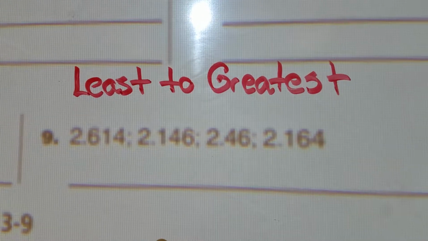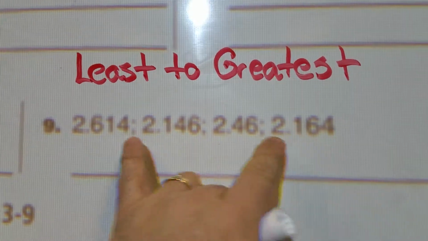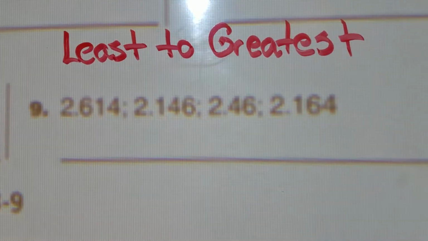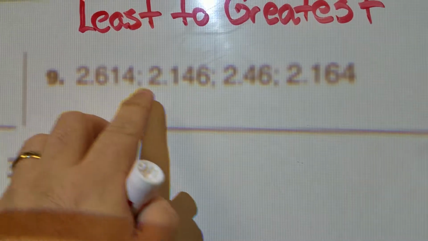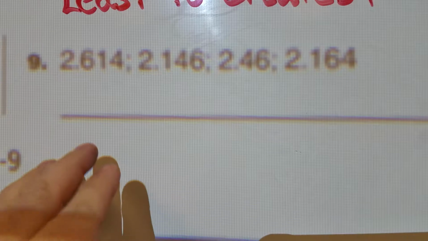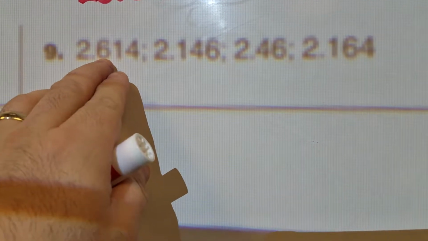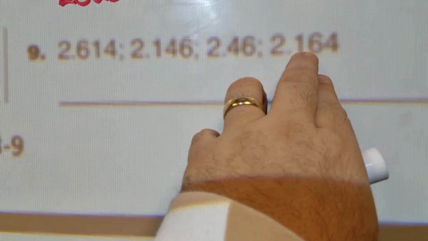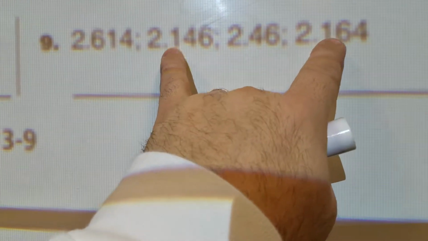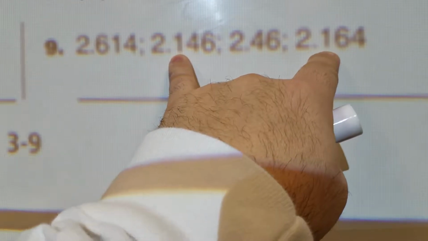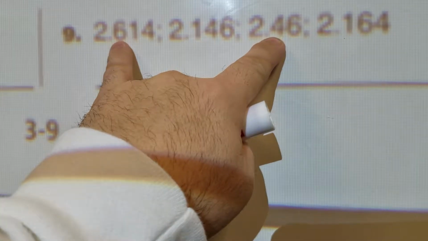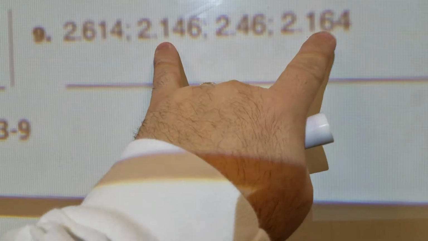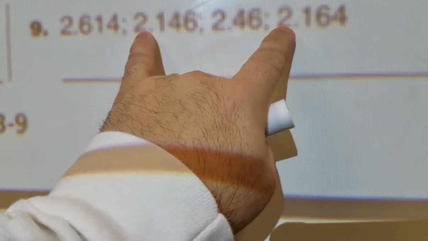All right, last but not least, I want to do this problem. I want to order these numbers from least to greatest. So I look at every whole number, 2, 2, 2, and 2. They're all 2s. All right, so I need to look at the tenths. This one has a 6, this one has a 1, this one has a 4, and this one has a 1. Right away, I know these two are the least because these tenths are lower than these tenths. So I'm going to only compare these two numbers first.